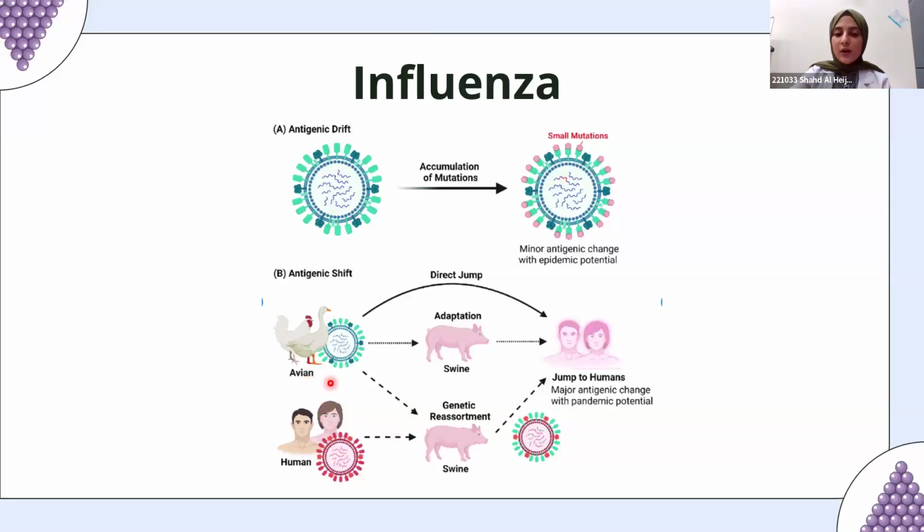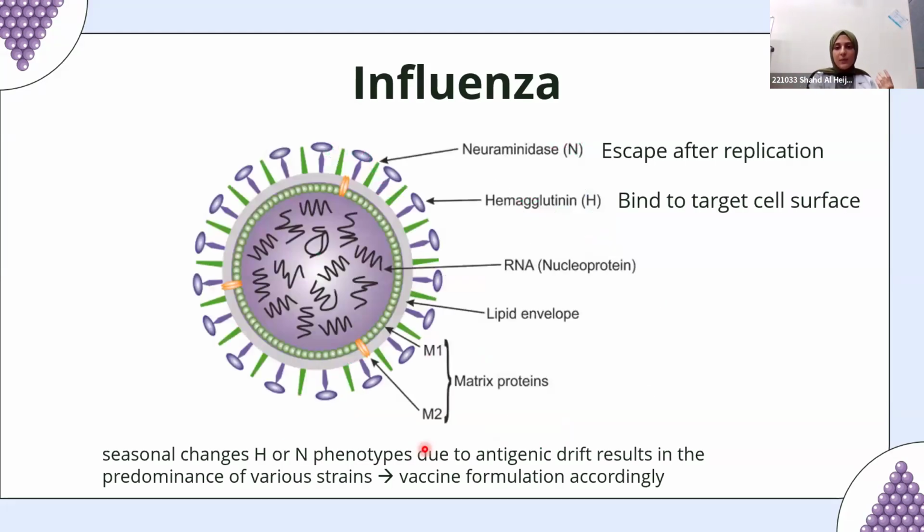So you have avian, you have swine, you have human. So they will be mixing. As you can see, you have segments from different strains affecting different species. And then again, this can cause pandemics. So yeah. Now, speaking more about influenza.